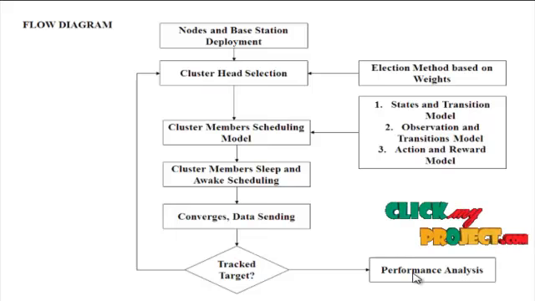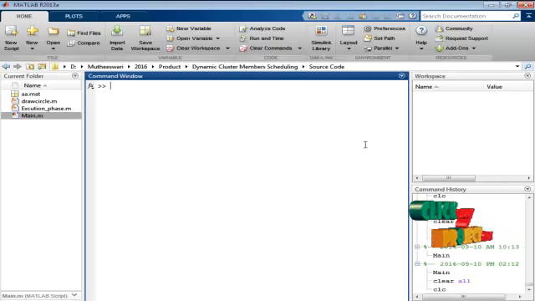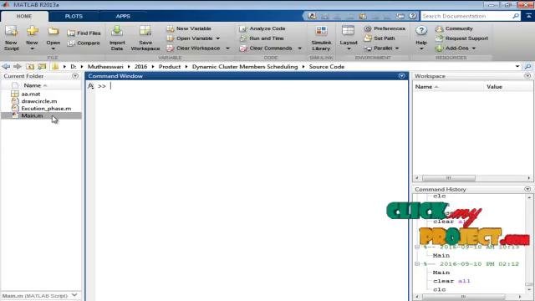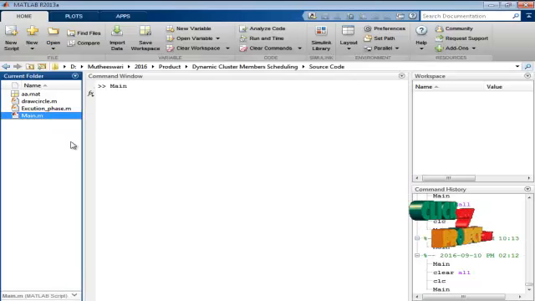In the analysis, the performance metrics are target tracking accuracy by varying the number of nodes, calculation of network lifetime by various runtimes, and tracking hour per unit time is estimated. Let me discuss the running procedure for our process. Select the main.m file in the current folder, write the file and run it for executing this process.